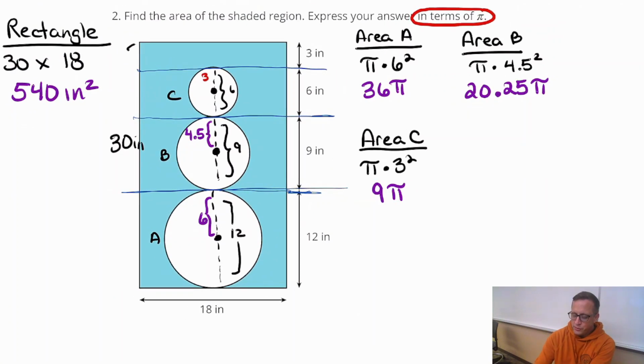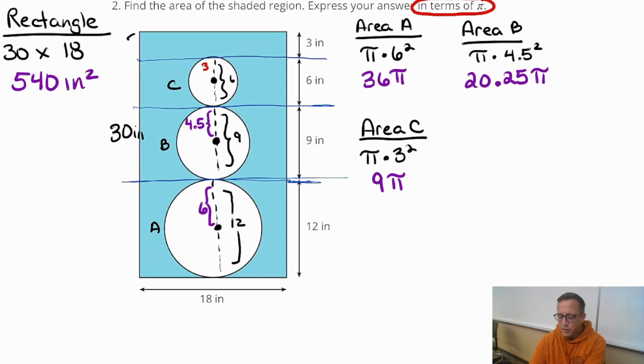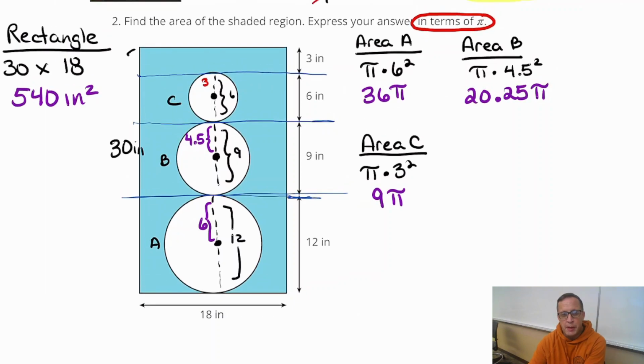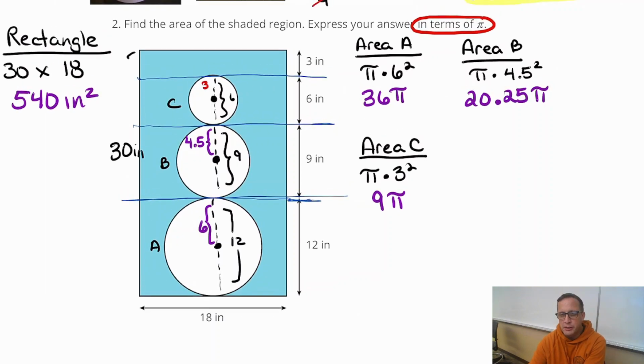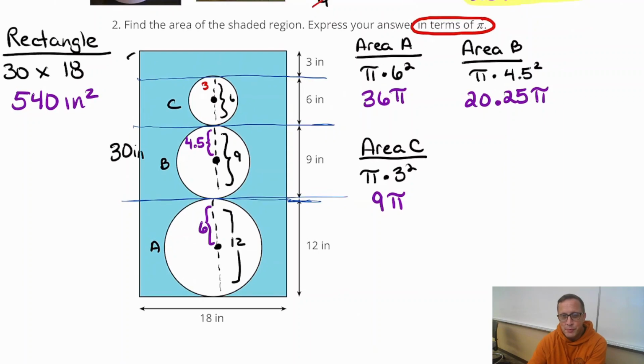All right. So we've got all our areas, at least in terms of pi, except for the rectangle. We didn't need to use pi because that's not circular in any way. It's got circles taken out of it, though. And next what we want to do is join all this up. We're going to add all this up together. So 36 plus 9 pi, that's 45 pi. Plus this is going to be 20.25.